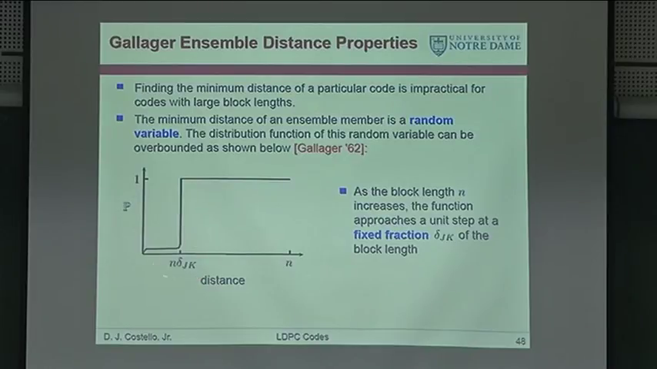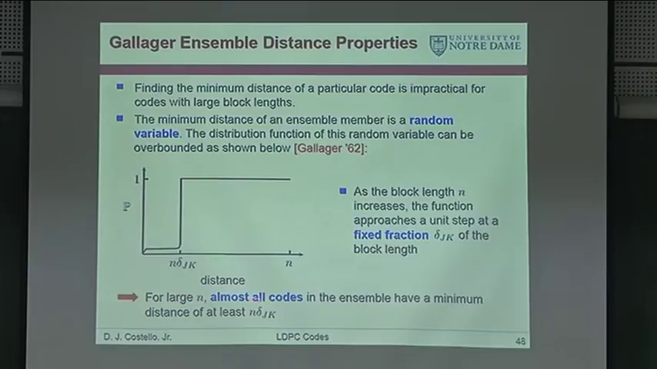So this is the number of codes with minimum distance smaller than that, and that goes to 0 as n goes to infinity. The probability of finding a code with minimum distance smaller than this goes to 0. So again, this is just n times that growth rate, delta JK. This says that almost all codes in the ensemble have a minimum distance at least equal to this number.